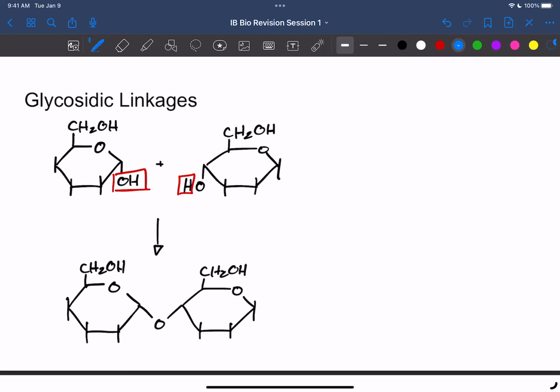And let's just number this real quick. So starting on the first carbon on the right, 1, 2, 3, 4, 5, 6. 1, 2, 3, 4, 5, 6. So what's kind of significant about the numbering is we have the carbon 1 OH and the carbon 4 OH combining together. And since it's a condensation, it produces a water. So it's a condensation.